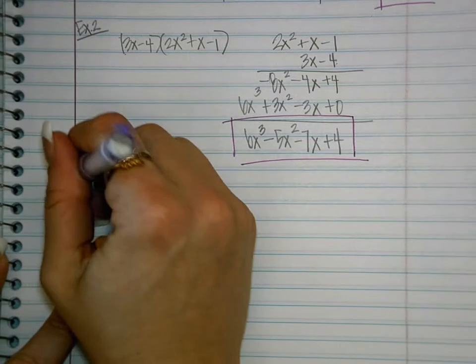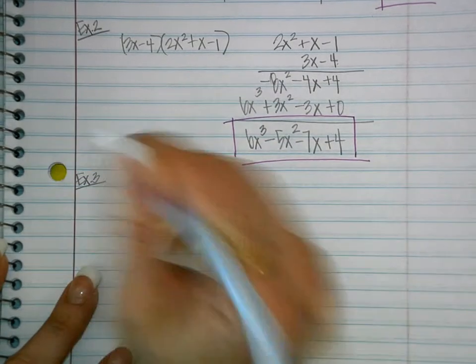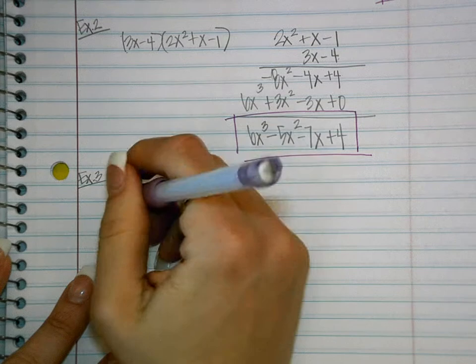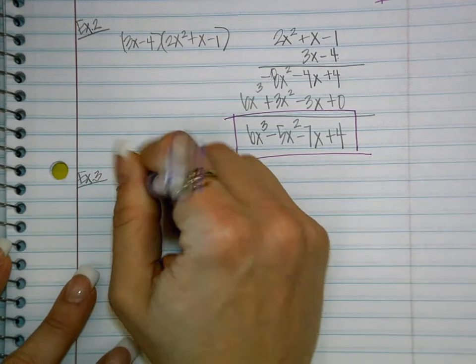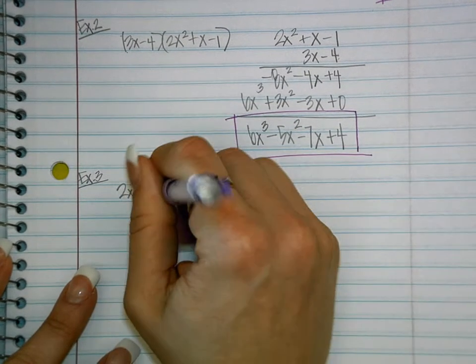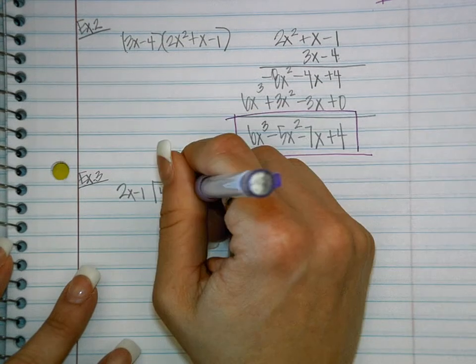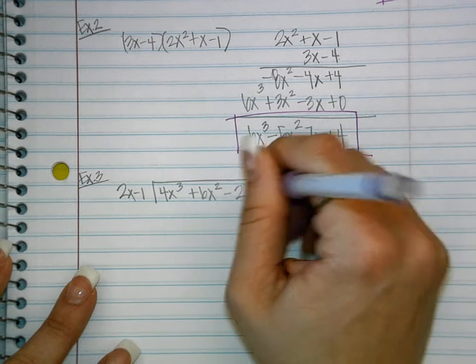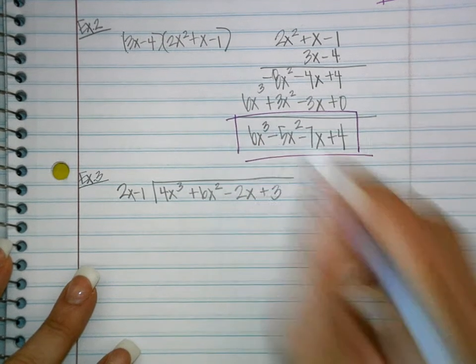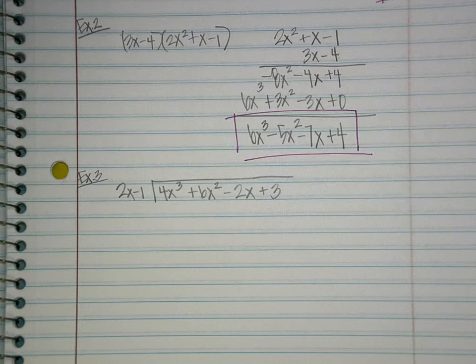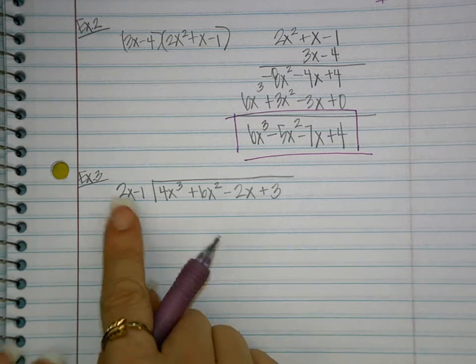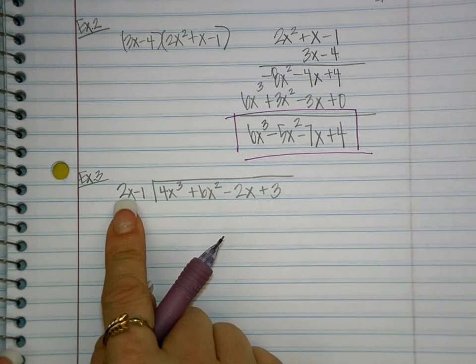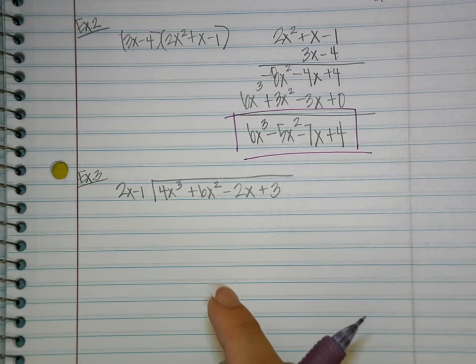Next, we're going to do exactly the opposite of that. Instead of a multiply problem, I'd like you to divide. We're going to divide 2x minus 1 into 4x cubed plus 6x squared minus 2x plus 3. This is long division. There's really no super fast way to do this. The only way you can do this really is to figure out what goes into 2x, or excuse me, how do you get from 2x to 4x cubed? What would you have to multiply by?